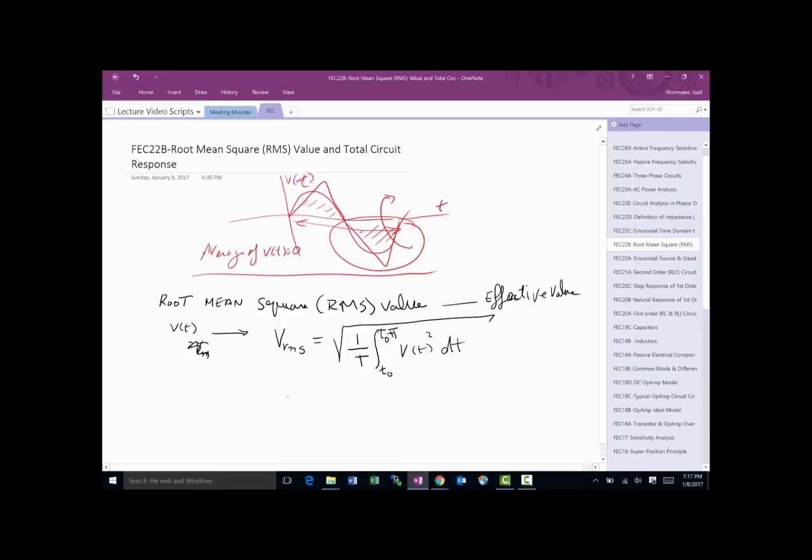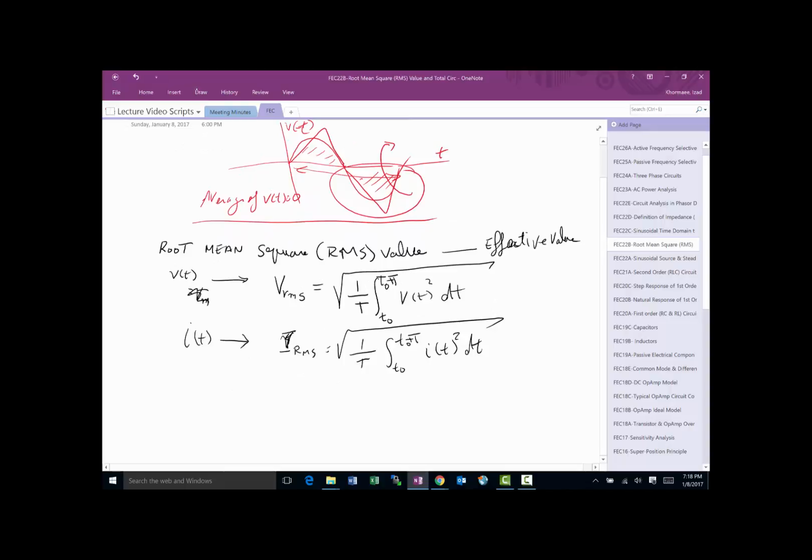And of course, if you wanted to write the I version of this, if somebody asked you for the RMS value of I of t, you simply say I RMS is equal to the square root of 1 over T, integrated from any starting point to the starting point plus the period, of I of t squared dt. So you just square it, take an integral of it, and then the square root of it, and you get the value you're looking for.